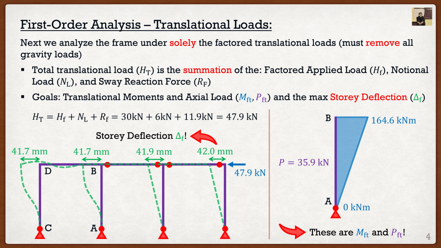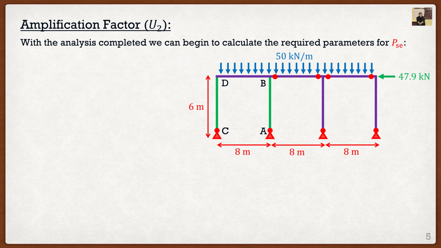From here, along with our gravity load analysis, we actually have everything we need to start calculating that amplification factor U2. So if we look here, the first thing that we are going to have to do is calculate something called PSE. When we calculate this amplification factor, U2, there's going to be two major calculations, PSE and U2 itself. So we're going to start off with PSE, and as we can see, it's a pretty gross formula. It has a lot of different components, but a lot of them are just common sense and come directly from the frame itself.